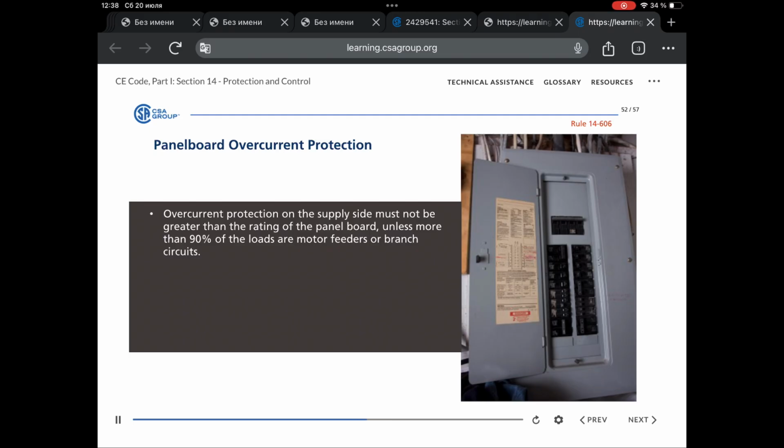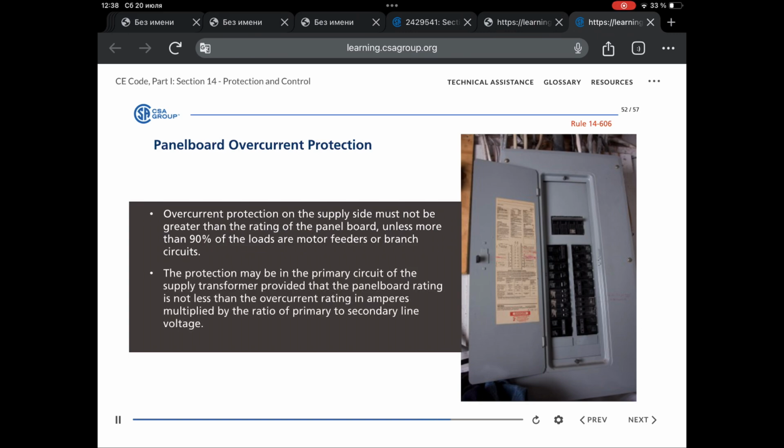There are several options for the location of the panel board overcurrent protective device. It can be part of the panel board, better known as a combination panel, as shown in the picture. It can also be in a separate enclosure ahead of the panel board, or it may be in the primary of a transformer supplying it. When the latter is the case, the panel board must have a rating greater than or equal to the primary overcurrent device rating, multiplied by the ratio of primary to secondary voltage.